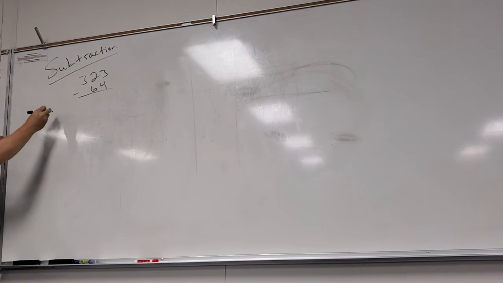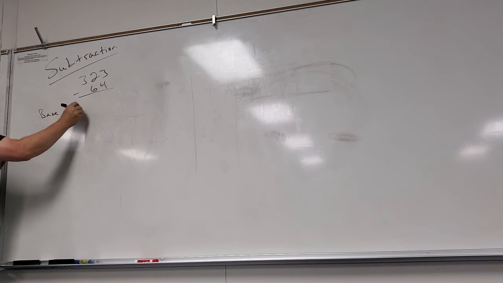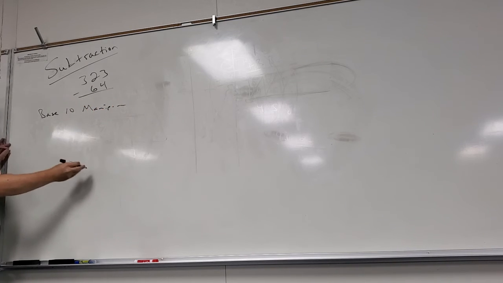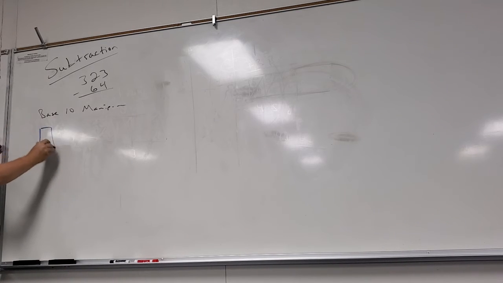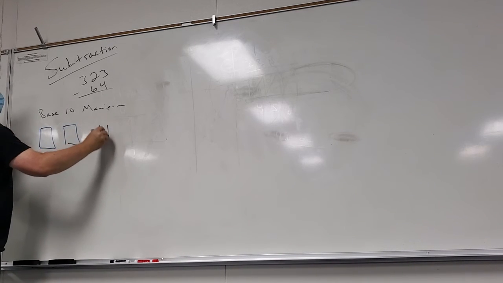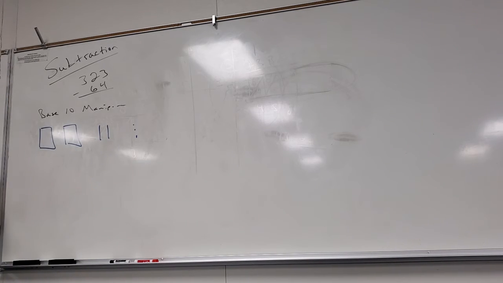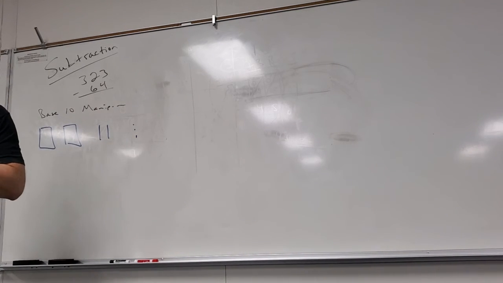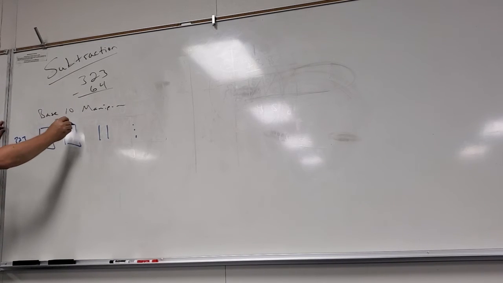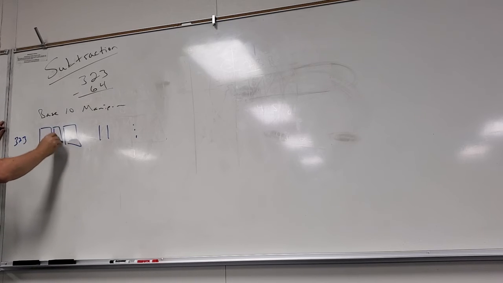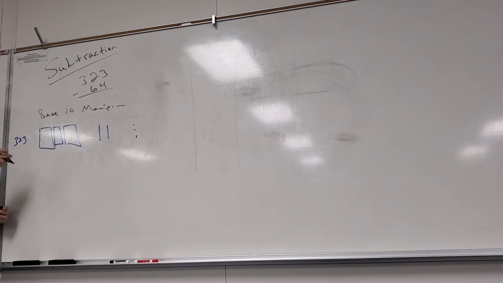So I'll have, using base 10 manipulatives, 323. And I've got to subtract 64 from this. All right, so let me just put 60. So this is 323. What did I just do? You guys, it's fun. Maybe I'll be okay. And then 64.